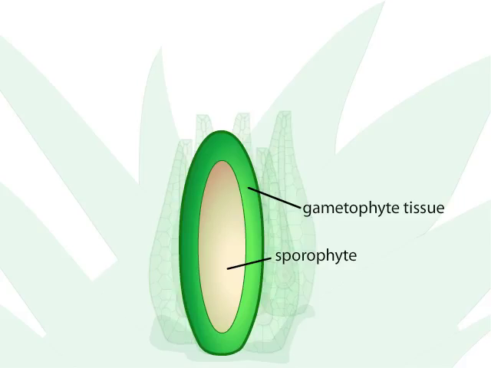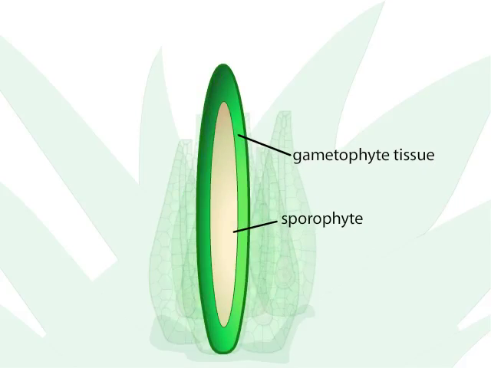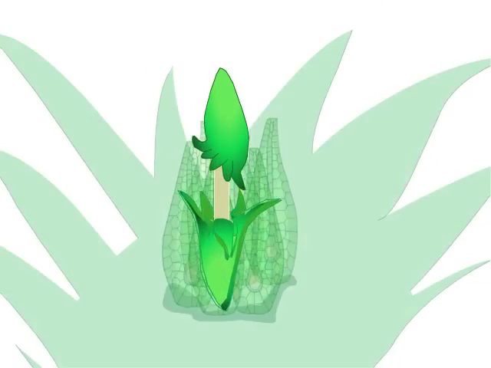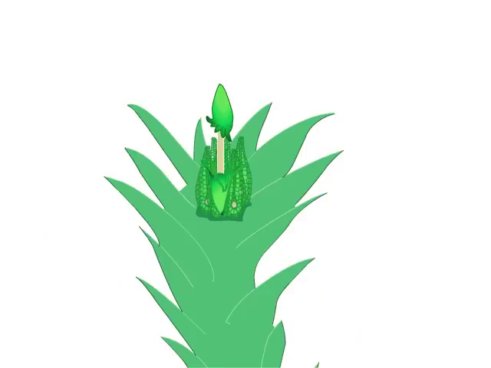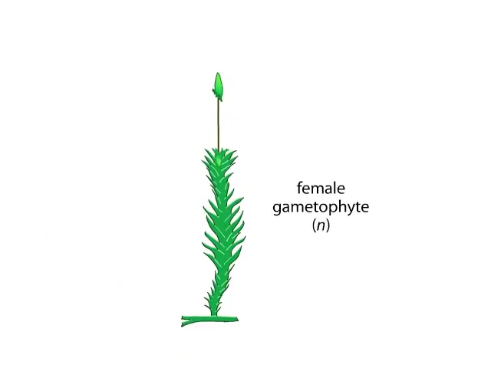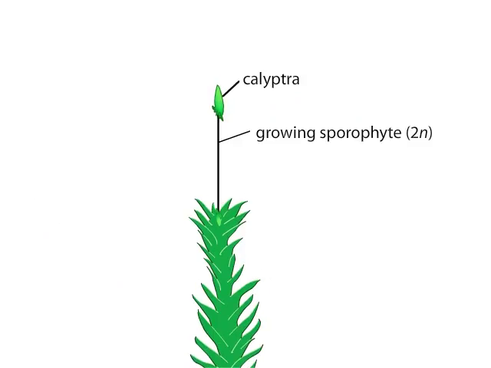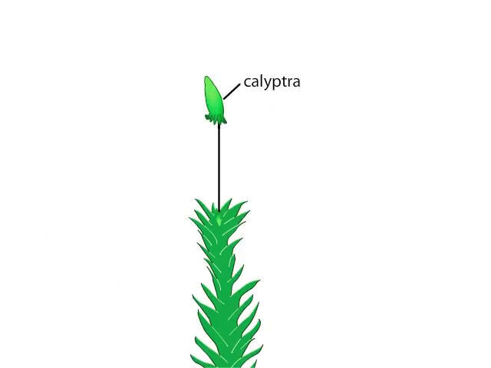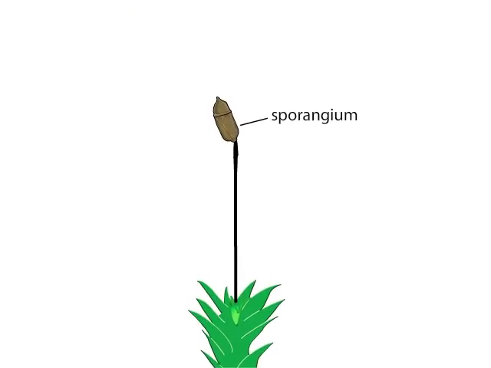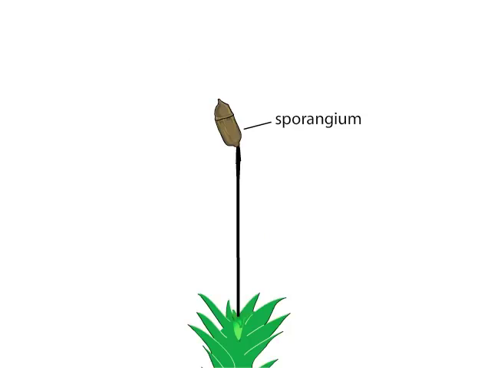nutrients. As the sporophyte continues to grow and elongate, the surrounding gametophyte tissue keeps pace, but eventually cracks at its middle. The remaining hood-like tissue at the tip, called the calyptra, protects the growing sporophyte. Underneath the calyptra grows a sporangium filled with thousands of spores. The spores are haploid and are produced when diploid cells of the sporophyte undergo meiosis.